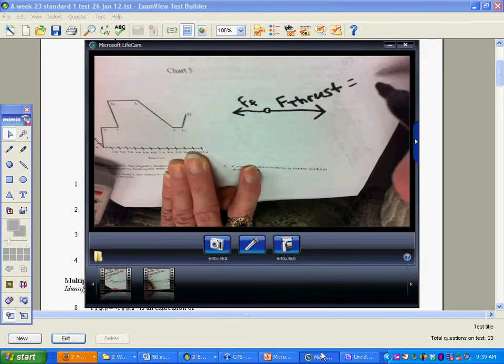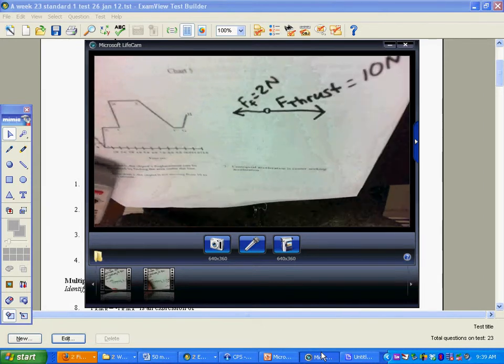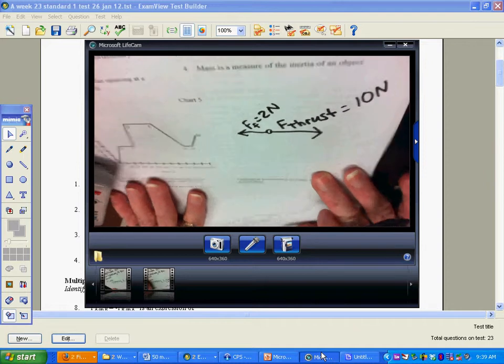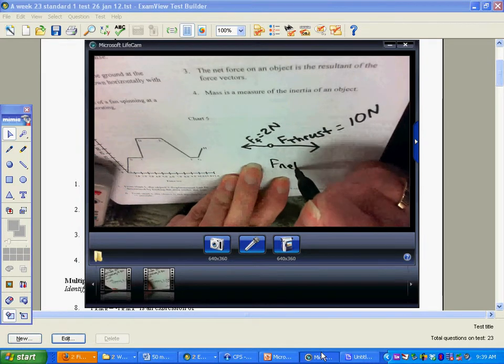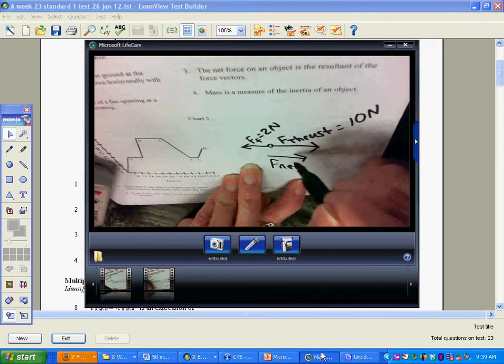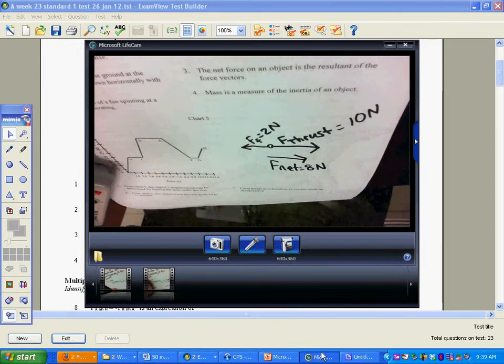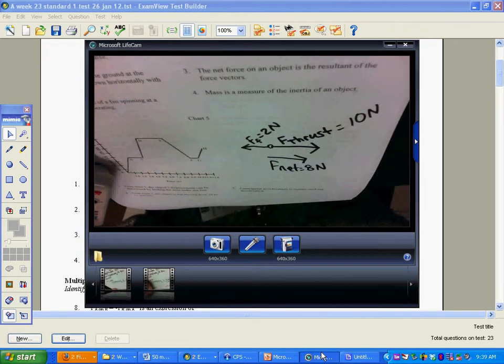So let's say that this equals 10 newtons and this equals 2 newtons. What would my resultant look like? It would be 8 newtons in which direction? Okay, so is that statement true? Yep, the net force on an object is the resultant of the force vectors.